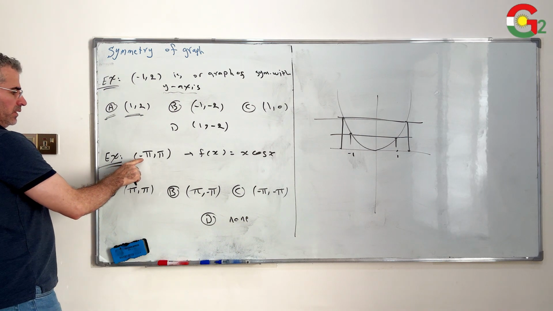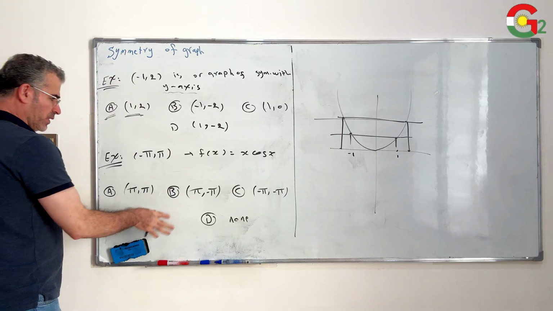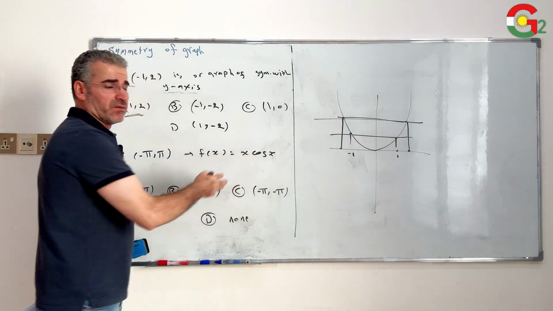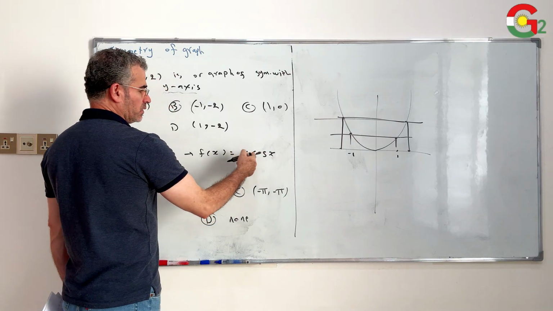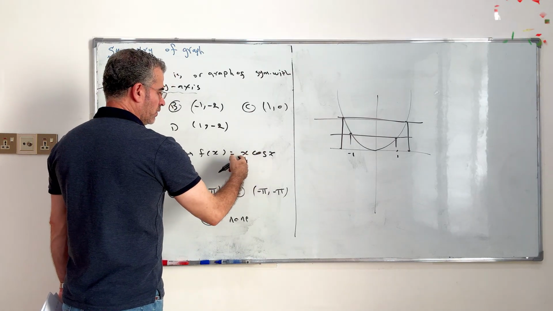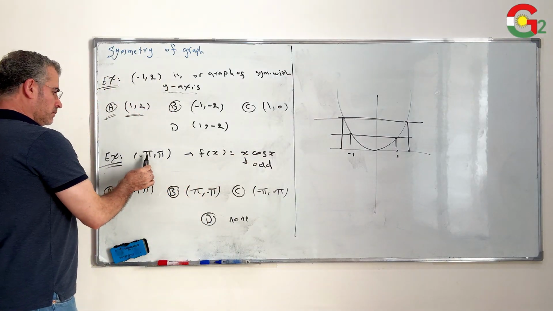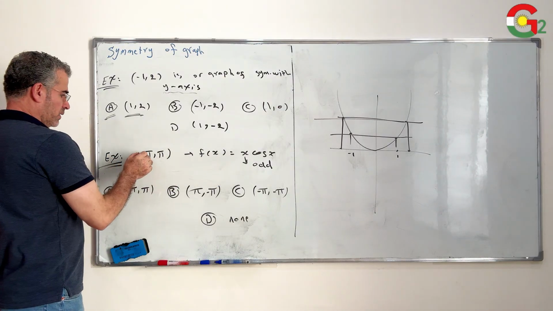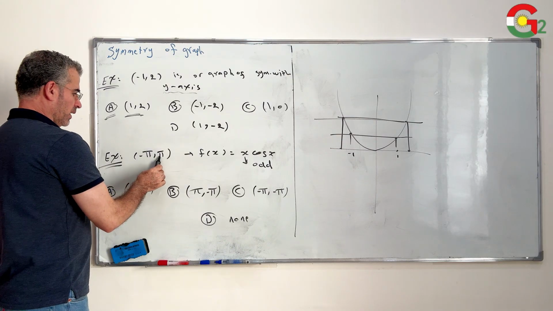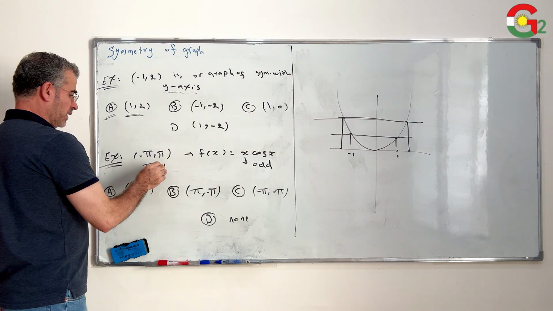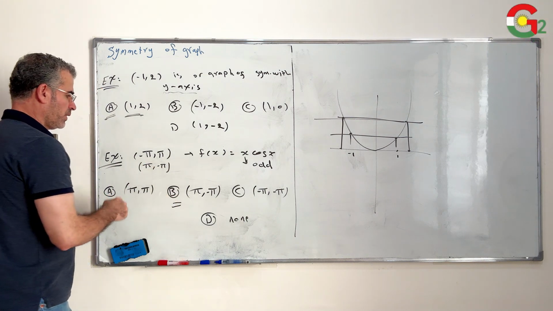Another example: negative pi, pi is on the graph of x cosine x. Which of the points is also on the graph? Let me see this function. Is it odd or even? x is odd. Cosine is even. Odd times even is an odd function. When the function is odd and the point (negative pi, pi) lies on the graph, then (pi, negative pi) is also on the graph. (Pi, negative pi) is choice number B.